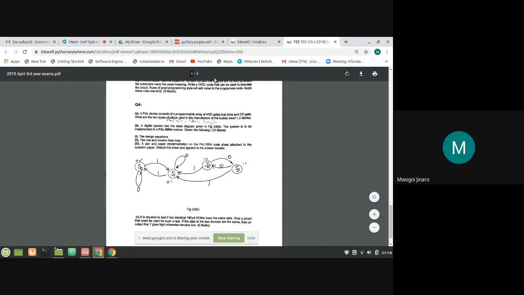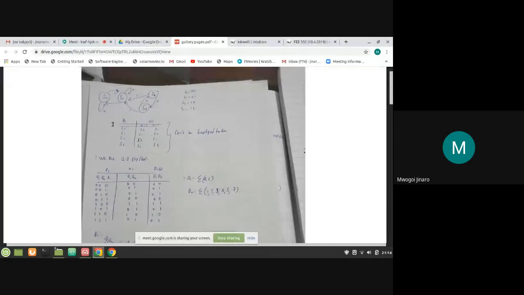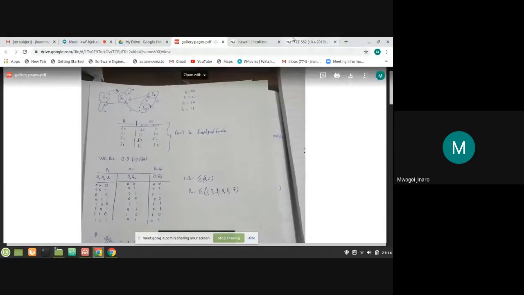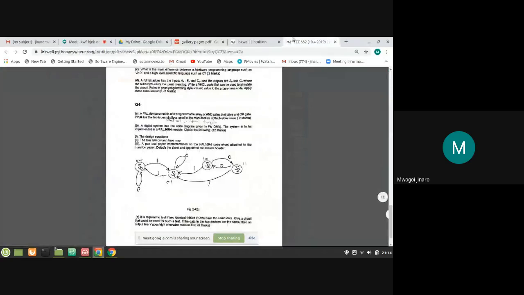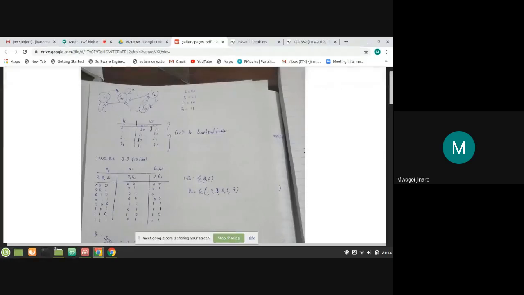So the first thing you're going to do is, from these states, we get the present state and the next state with regards to X, because X is what determines the next state. So from this state diagram, I got this. Sorry for this small handwriting. So S0 goes to S0 when X is 0, and goes to S1 when X is 1.